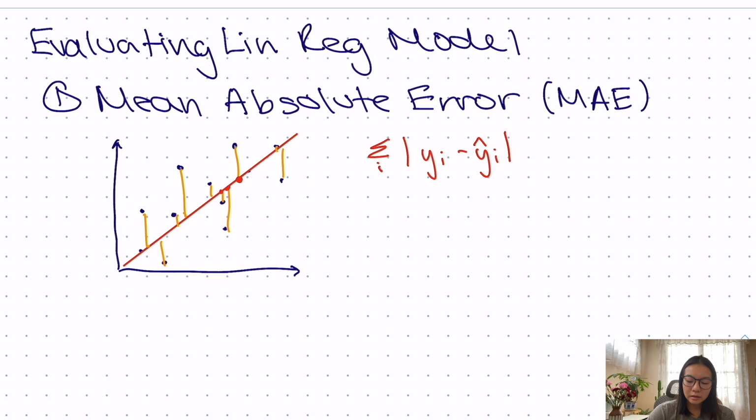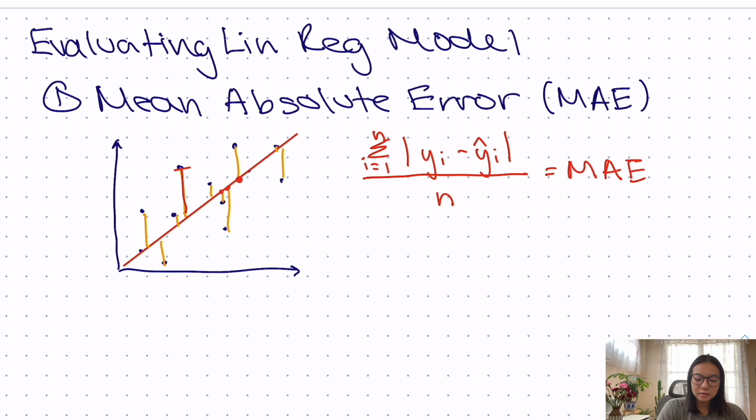And then we divide by the number of points we have. So actually I'm going to rewrite this to make it a little clearer. So i is equal to whatever the first data point is, all the way through the nth data point. And then we divide by n, which is how many points there are. Okay, so this is our measure of MAE. And this is basically telling us that, on average, this is the distance between our predicted value and the actual value in our training set.